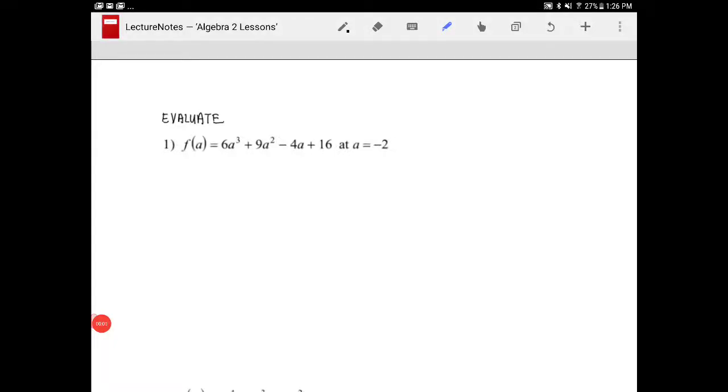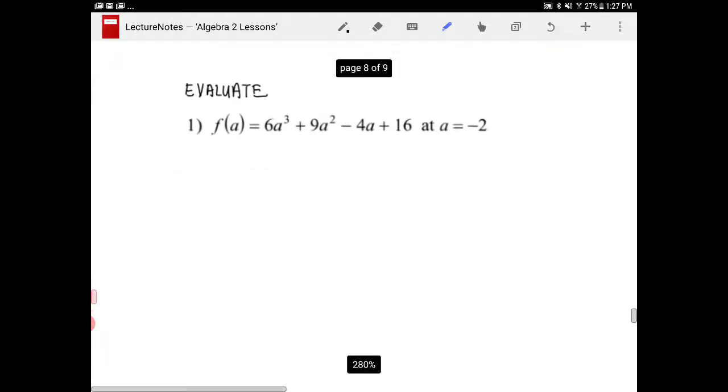Hello students, in this video I'm going to go through 4 exercises which are going to be really similar to the assignment that's associated with the lesson. Alright, so let's take a look at this right here. The task says to evaluate f of a at a is equal to -2.